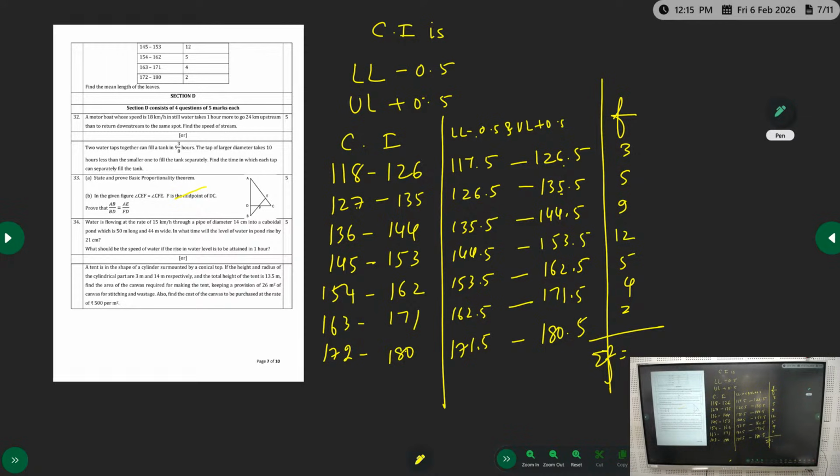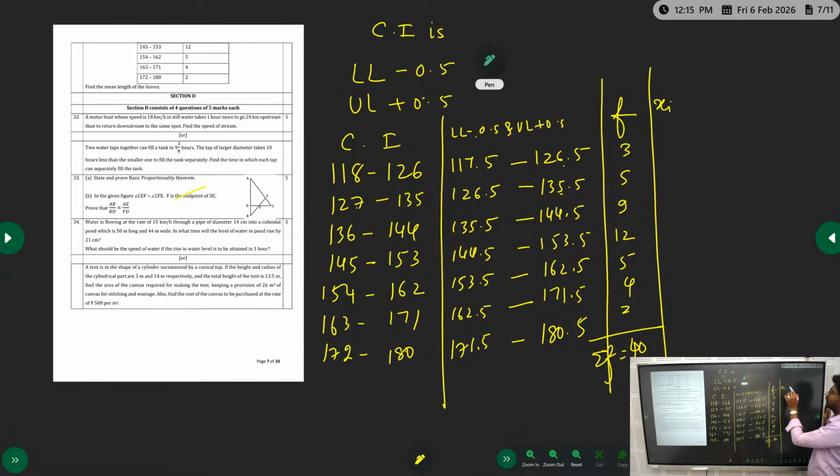Now, which method you want to apply? Before applying the method, one more thing I should find: Xi, the class mark. What is the Xi formula? Lower limit plus upper limit by 2. Don't waste your time always adding and dividing by 2. First, what is the difference? You tell me. 9. What is 9 by 2? 4.5. Add 4.5 to every lower limit.